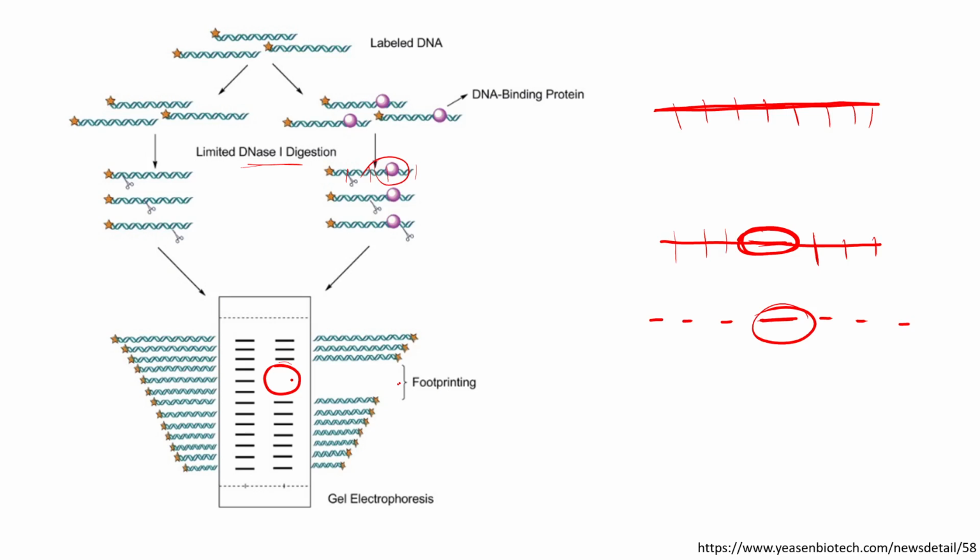So, if we run different protein bound DNA fragments, we can see, okay, this particular protein is binding at this site, and some other protein is binding on some other site. So, we can have multiple footprints like that, okay? Is this technique clear?